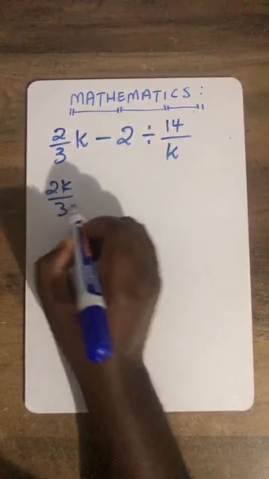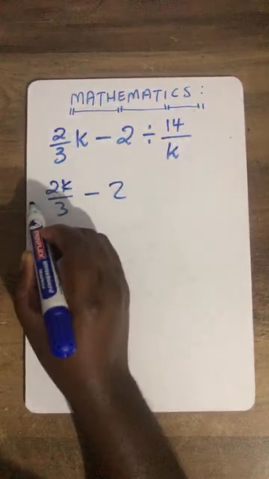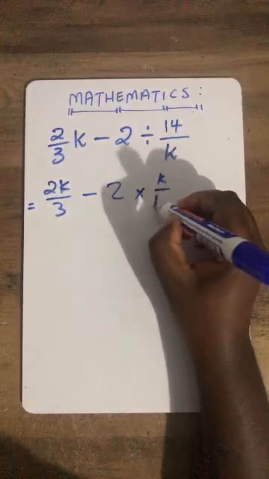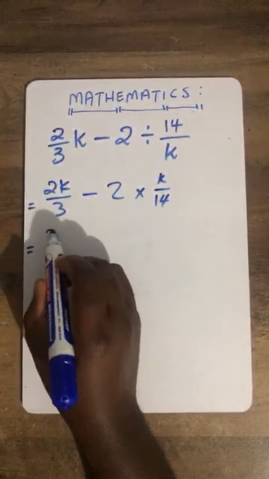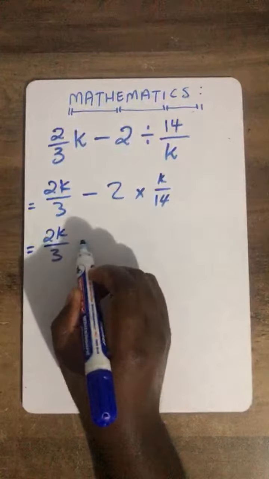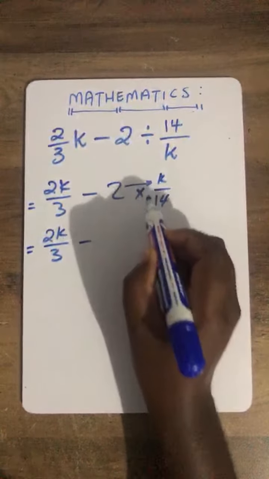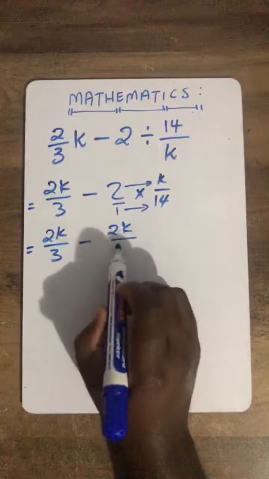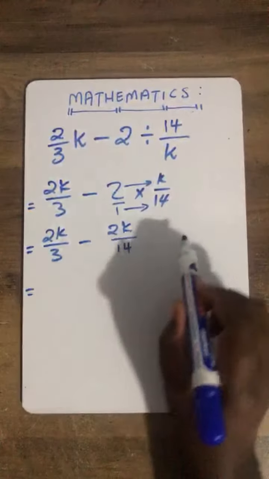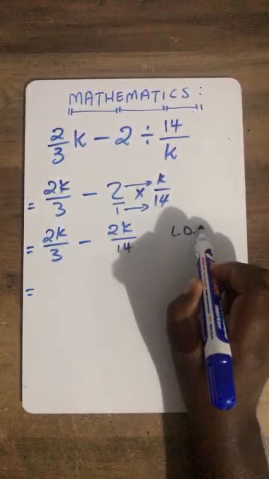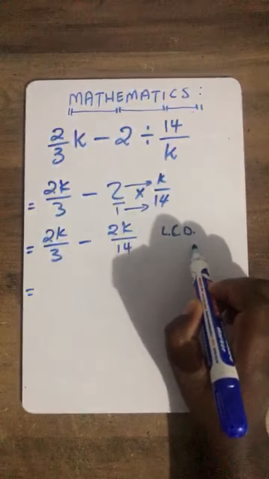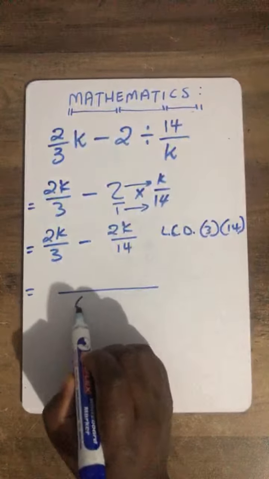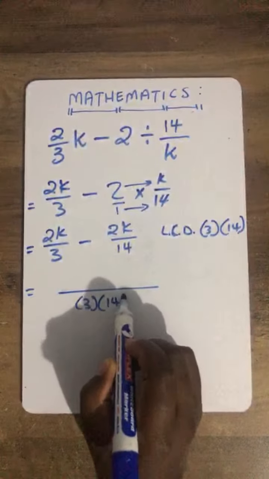Okay, so let's see. That means this is 2k over 3 minus 2. What if I say times, I take that k to the top and then that 14 at the bottom? Why would I do that? It is so that I say minus this multiplies that. Remember, there you have over 1, it multiplies that. So that means you have 2k there over 14. Now this is where you are going to say your LCD. You can just say it is your 3 and your 14.